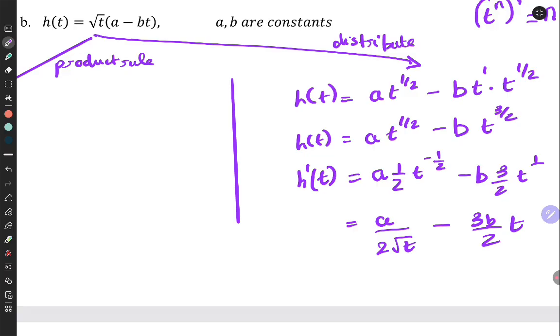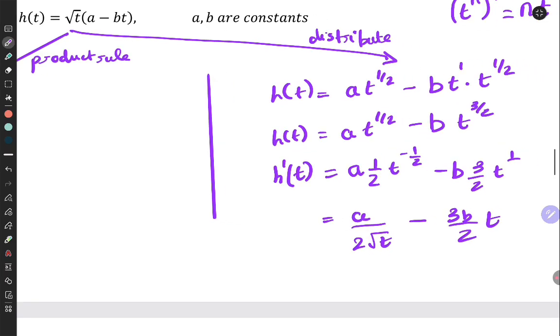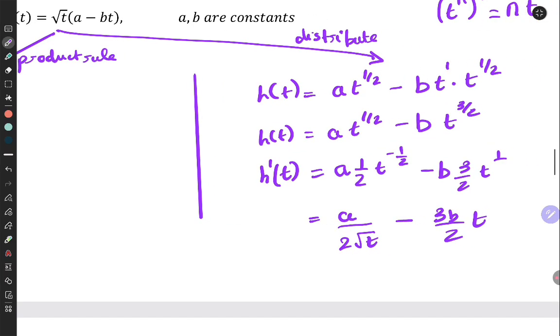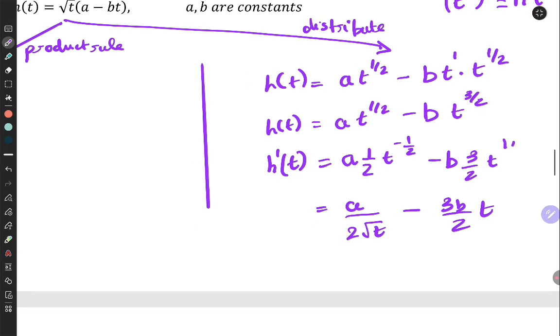Now, yes? T to the 1. Which one? For mine. Minus B times 3/2 times T to the 1 as you subtract 1 from 3/2. Subtract 1. Oh, yes. 1/2, 1/2. My bad, my bad. Thank you. You are right. There. So it's going to be square root.